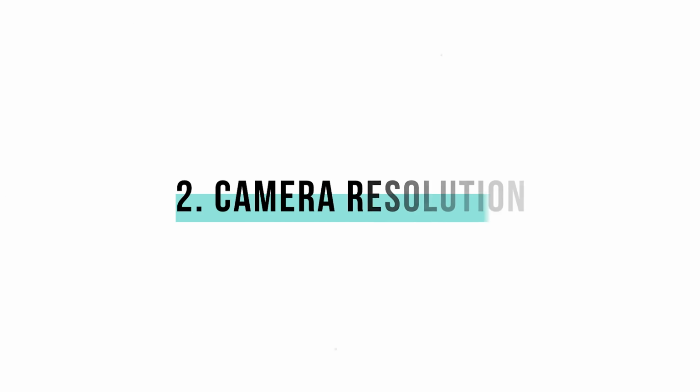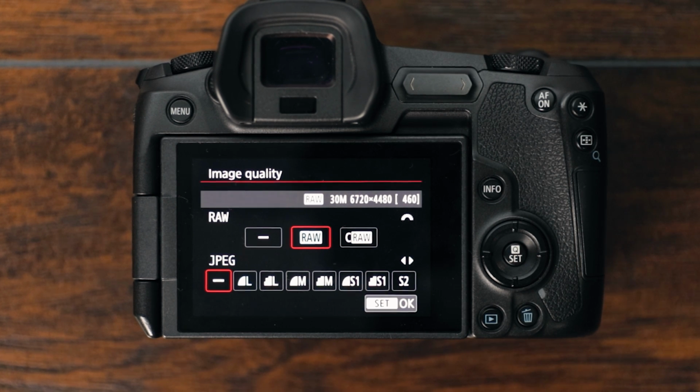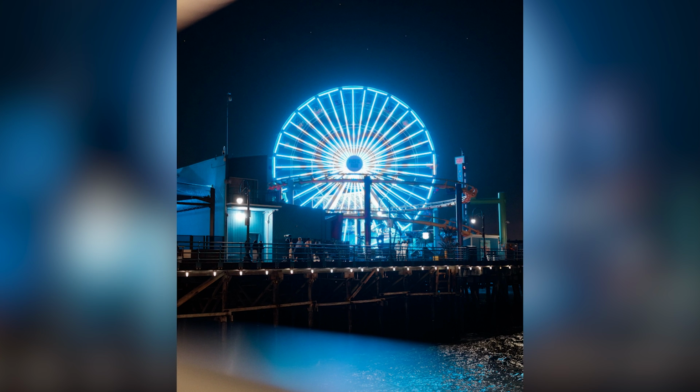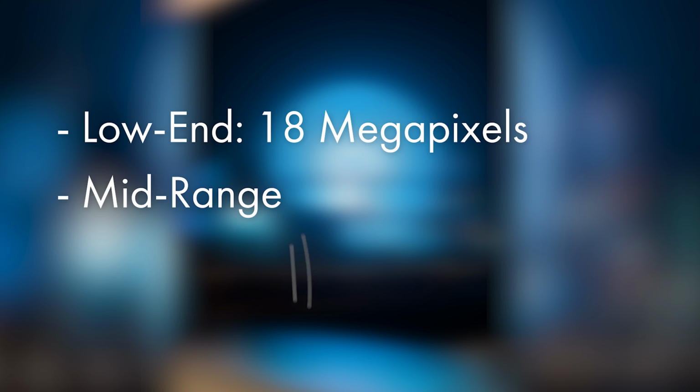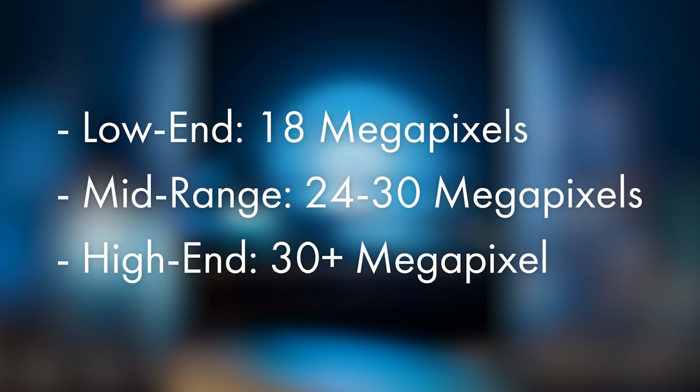All right, and the next thing to take a look at is the resolution of your camera. If you're taking photos, this is measured in megapixels. In video, it's pretty much just called resolution. Now, generally speaking, if you're taking photos, you want as many pixels, as much resolution as possible. Sort of on the low end, a lot of cameras have 18 megapixels. Mid-range ones are maybe 24 to 30, and then your high-end cameras have 30 plus megapixels.